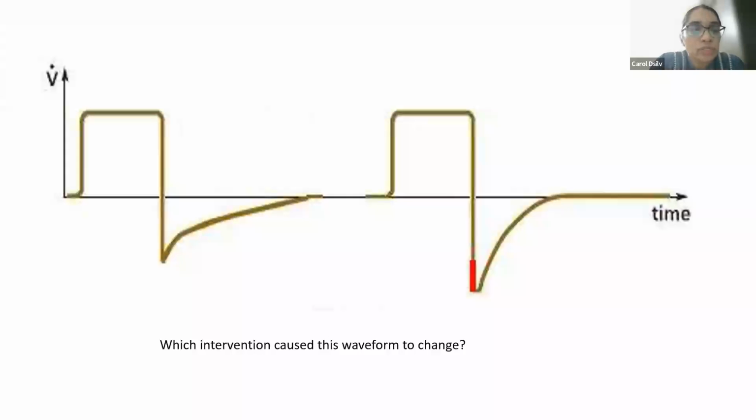Okay, so look at the first waveform on the left and look at the second waveform on the right. And what is the problem in the first waveform? What is the intervention that causes the waveform to change? So what is the problem in the first waveform? Increased expiratory time.